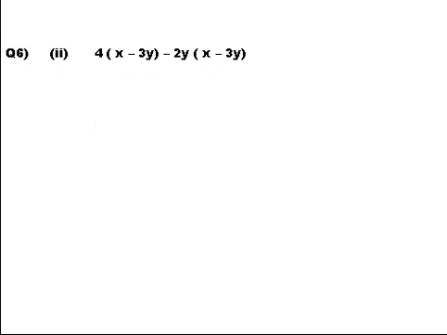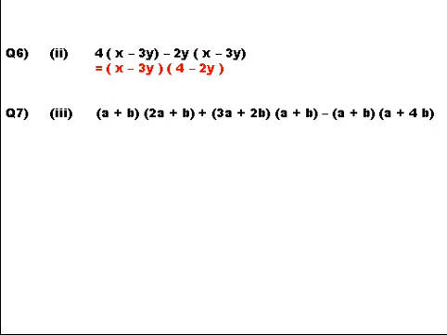Moving ahead with question number 6, it is 4 into x minus 3y minus 2y into x minus 3y. Now what you need to notice here is that in both the terms we have a bracket which is common, x minus 3y. So we are going to take the bracket common as it is. So if I take x minus 3y as a bracket common, what is left? We will have 4 in the first term and minus 2y in the second term. So my answer would be x minus 3y as the common bracket, and the second bracket will be 4 minus 2y.